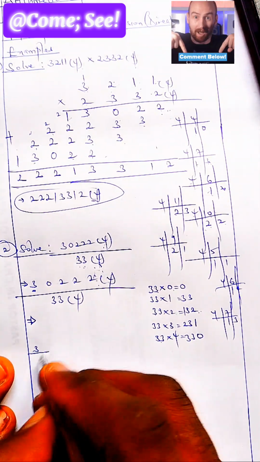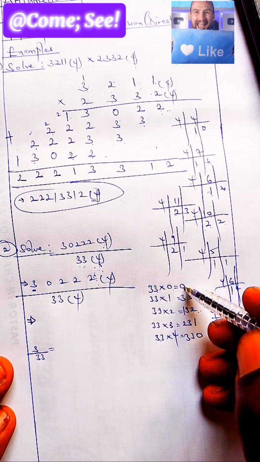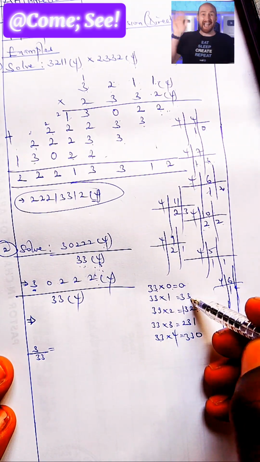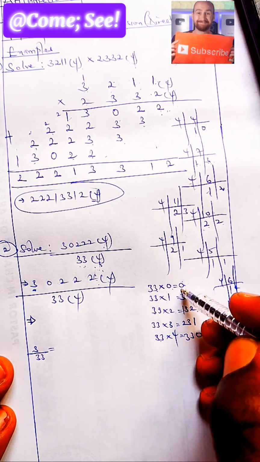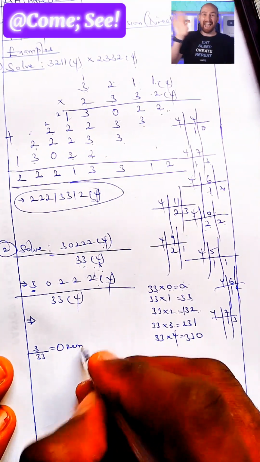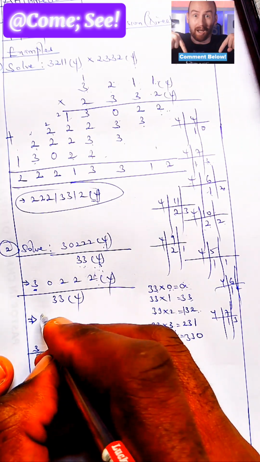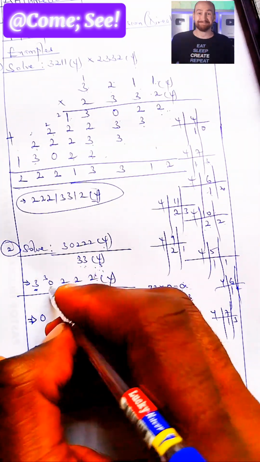So it's going to be 3 divided by 33. Now go to the table and look for 3. Is this up to 3? No. Is this up to 3? No, it's far more than. Go back to it. That's going to be what? 0, remainder. 3 minus 0 is 3. So I write my 0. I keep my 3 here.